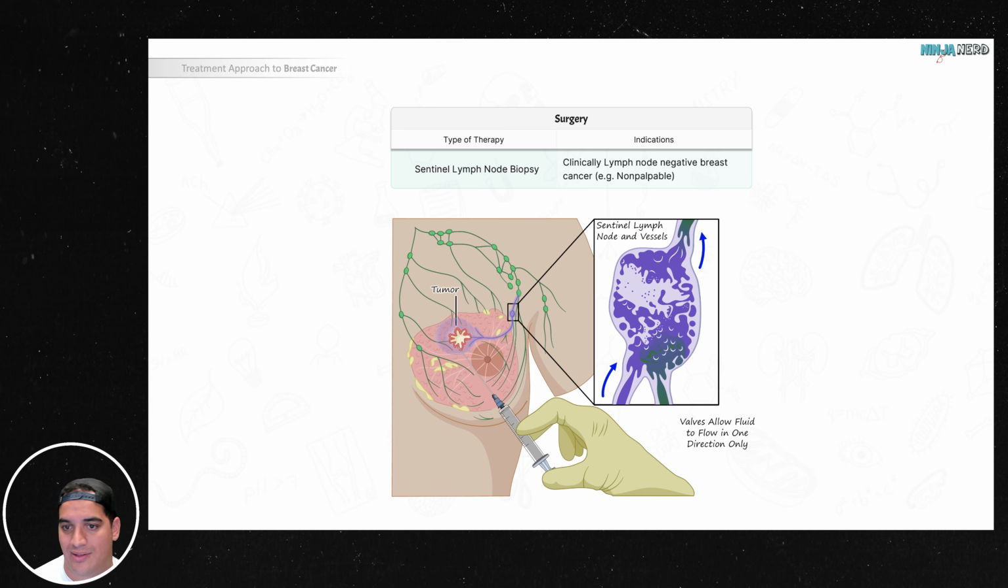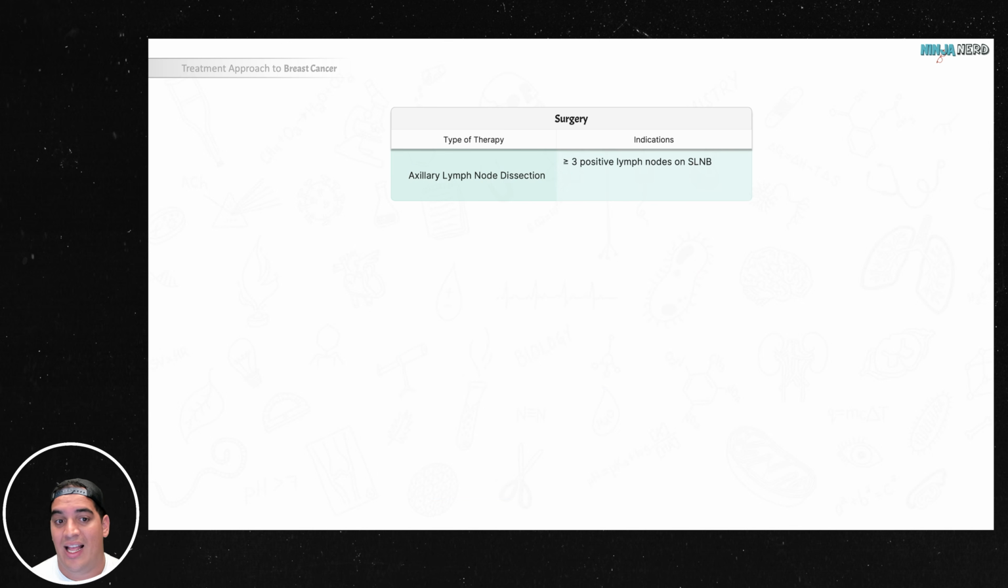Okay, we're going to have to do an axillary lymph node dissection if there's a bunch of them, 3 or more. With that being said, the reason why we would go to axillary lymph node dissection is you have tons and tons of nodes that come up positive on sentinel lymph node biopsy, or you're stage 3. Because at that point, you probably have 4 to 10 axillary nodes involved. So that's a really, really big one.